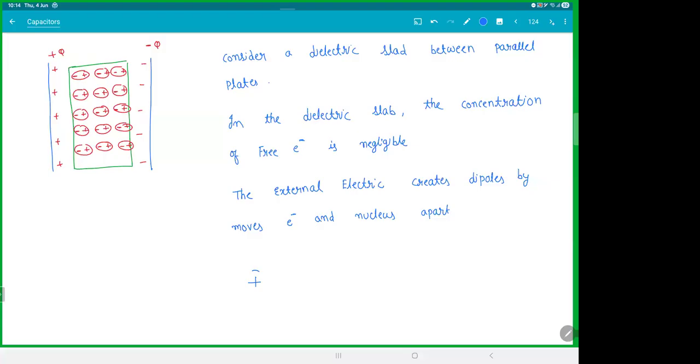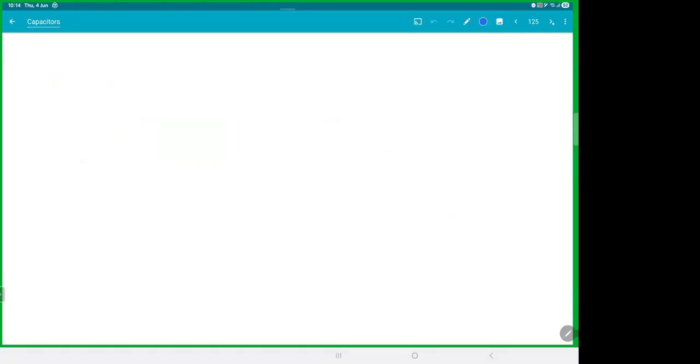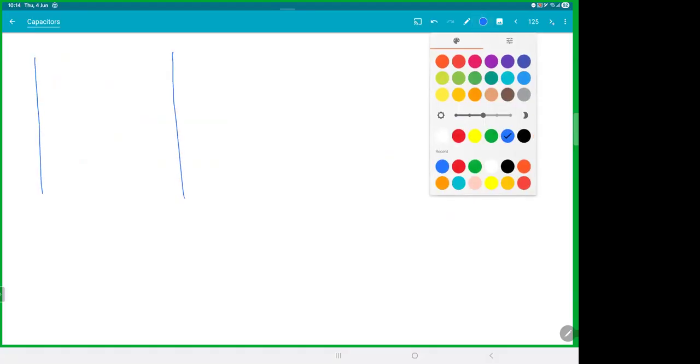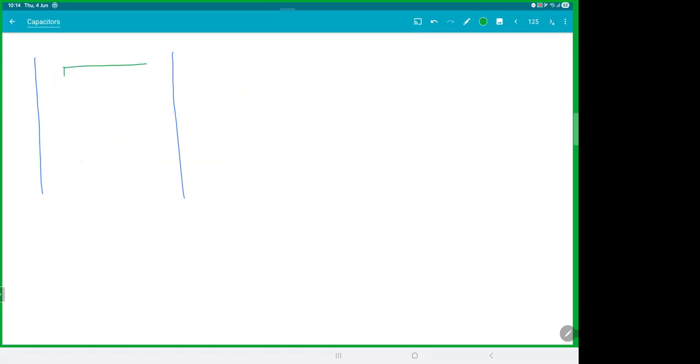So this is what would happen. This is a nucleus, and this was the electron. This will get pulled here by E, and this will get pulled there by E. So this guy is going in some kind of a distorted orbit. Clear with this? Now, because of this, you will start getting an induced charge on the dielectric slab also. So on these two parallel plates, this is how the charge distribution will look.